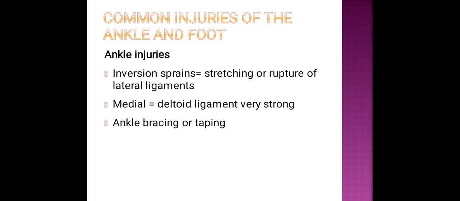The ligaments most commonly injured are the anterior and posterior talofibular ligaments and the calcaneofibular ligament. Bracing and taping are two prophylactic measures often used to protect the ankle from sprain during sport participation.